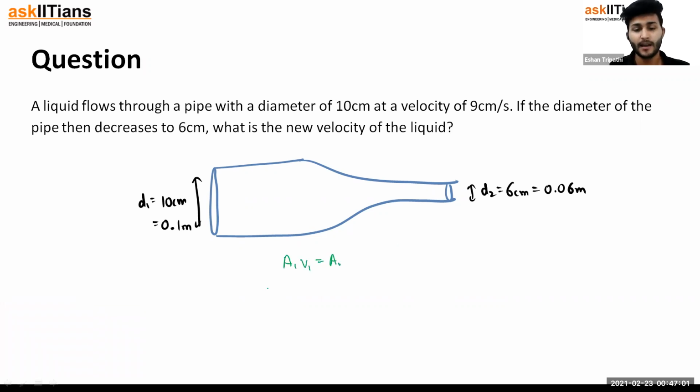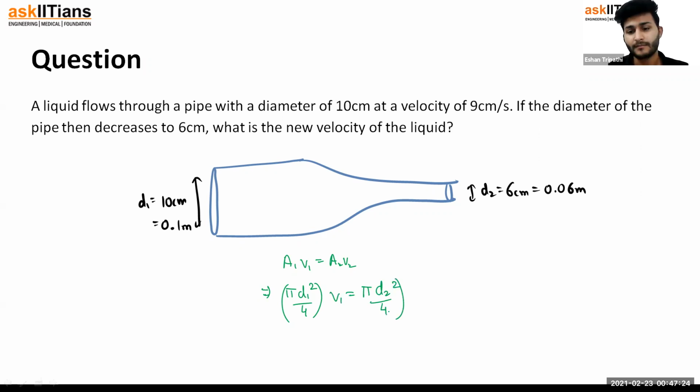A1V1 is equal to A2V2. Now the area of a circular cross section is pi r square, but the radius is not given, the diameter is given. So can I say that's pi d1 square by 4, because the radius I've written as d by 2 and it has been squared. So pi d1 square by 4 into v1 equals pi d2 square by 4 into v2.